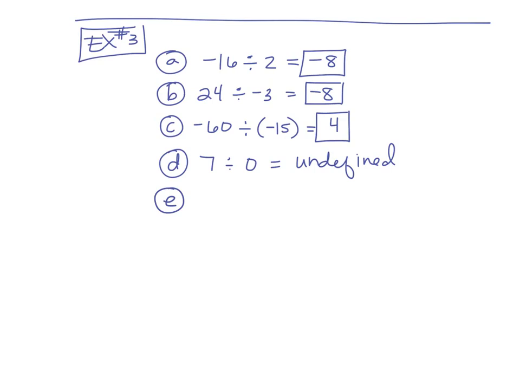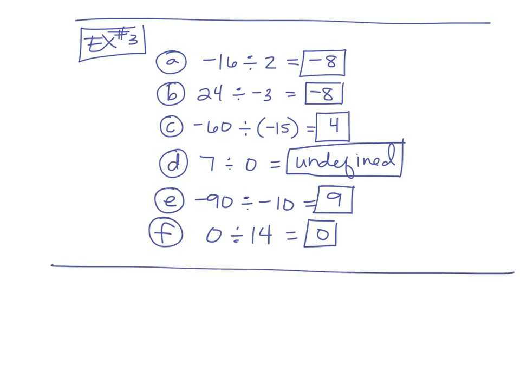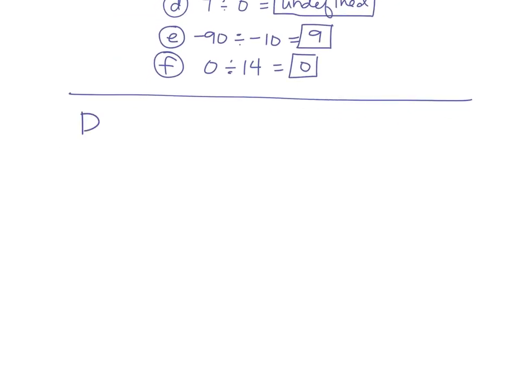Your calculator says error. Okay, what is negative 90 divided by negative 10? That's a positive, right? Negative divided by negative is a positive, and that would be 9. Okay? How about 0 divided by 14? That one's 0, okay? 0 divided by any number is always 0. So 0 divided by 14 is 0. Okay, questions on that? All right, then we are gonna do some dividing fractions.